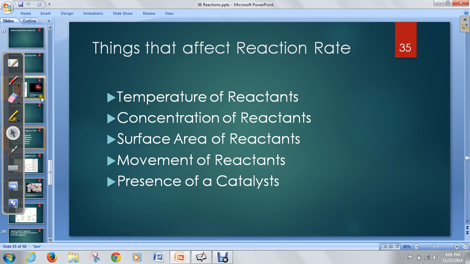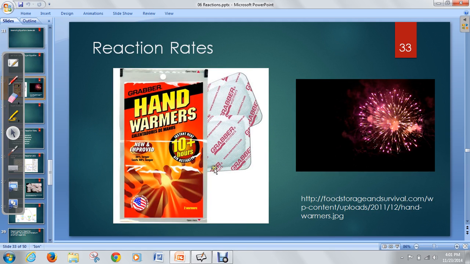So let's go back to the hand warmers example. For example, we said that the reaction would occur faster if there's more surface area. So in a hand warmer, they're going to have little pellets of material rather than a powder, because that's going to make the reaction occur slower if they have pellets, which is low surface area, compared to powder, which is high surface area.